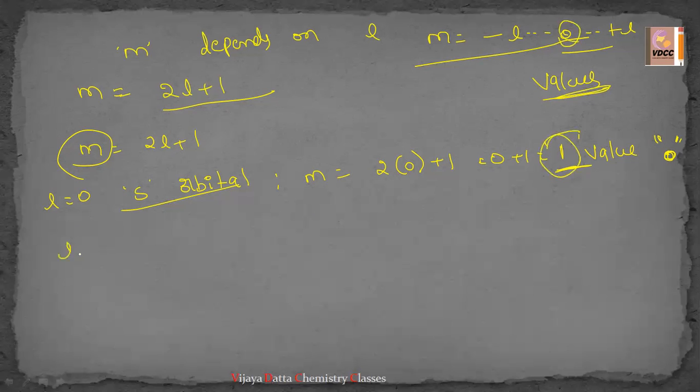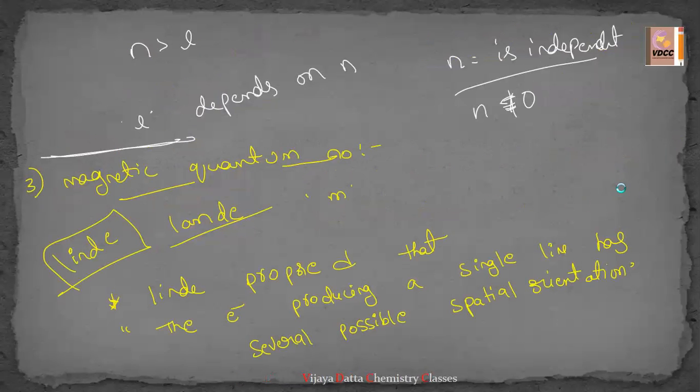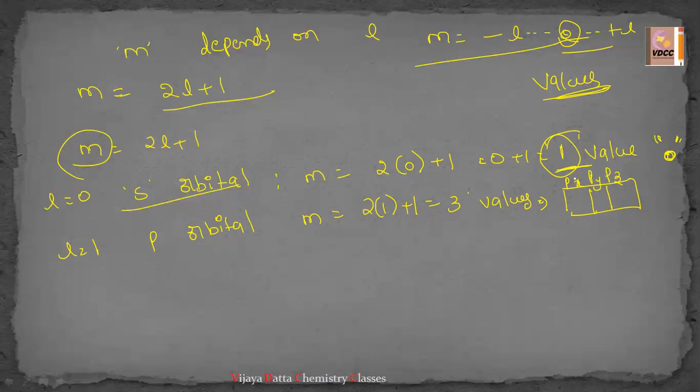When l equal to 1, that is called the p orbital. Then m equal to 2 into 1 plus 1, that is 3, which means the p orbital has three values. What are these three values? Already we know that p has three degenerate orbitals, px, py, pz. This is the spatial orientation. When the electron is giving one line but splitting into several possible spatial orientations, it is nothing but this: px, py, pz.